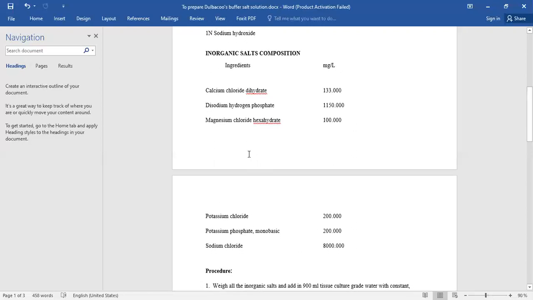The liquid buffer salt solution contains calcium chloride, disodium hydrogen phosphate, magnesium chloride. These are all salts. That's why we call it basal salt solution. Potassium chloride, potassium phosphate, and monobasic sodium chloride. So these are all salts, and for example, we add calcium chloride at 133 mg in 1 liter. So this is the composition.